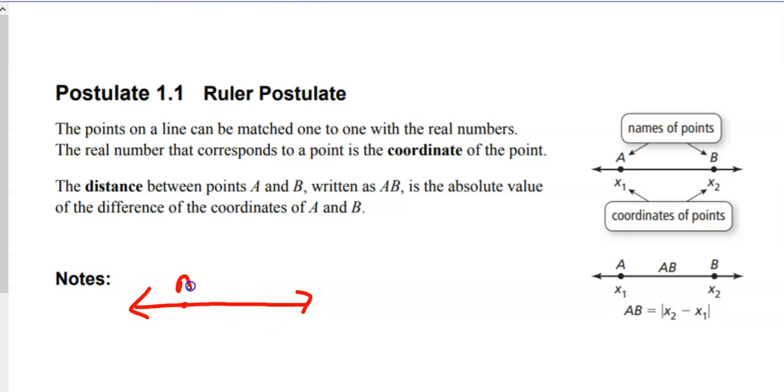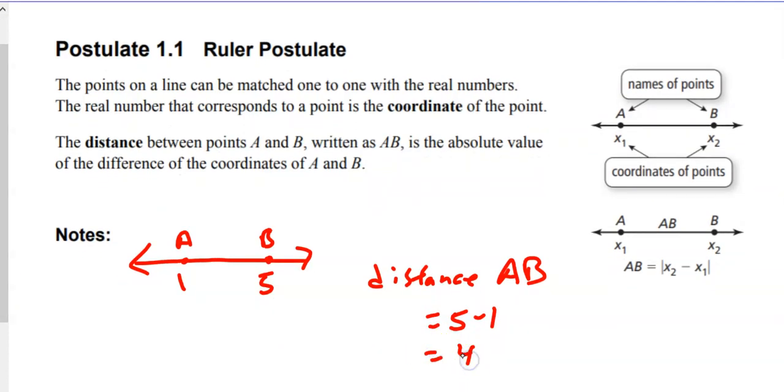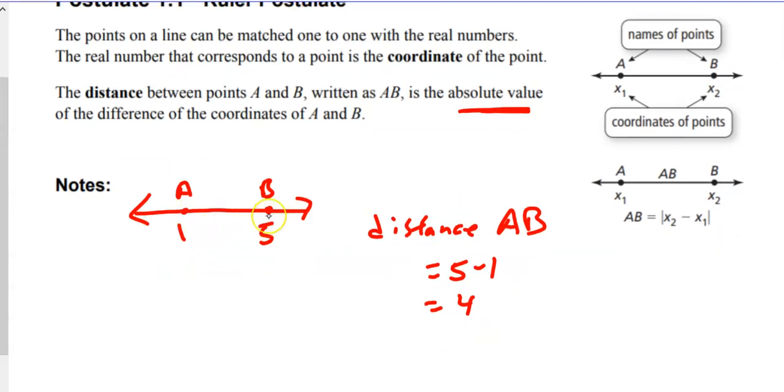If I have point A and B, this could correspond to, let's say, 1 and 5. Well, what they're saying is then the distance between A and B would be 5 minus 1, which really would just be 4. Now the reason they talk about absolute value is because these could be negative. Or again, you can think about counting in between there. If I go from 1 to 5, I have to count up 4 places to get to 5.